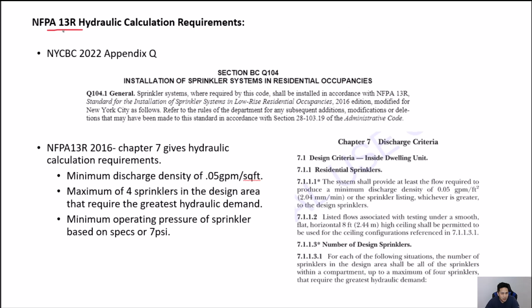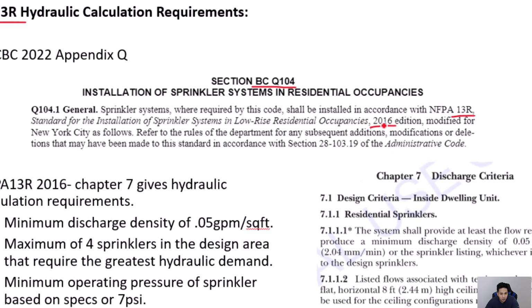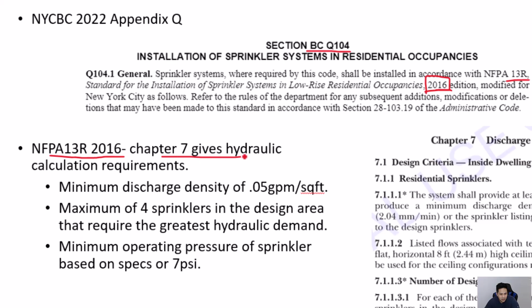So now I'm going to talk about the NFPA 13R, and this is the New York City Building Code Appendix Q, Section 104. So here they state which version to use, which is the 2016 edition. So it's important to know which version is relevant, so you're following the correct version before you even begin any job and try to see what codes to follow. You have to confirm the proper version of that code. And NFPA 13R Chapter 7 is what gives the hydraulic calculation requirements.